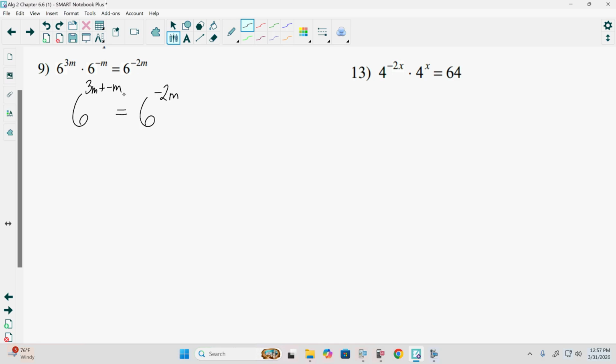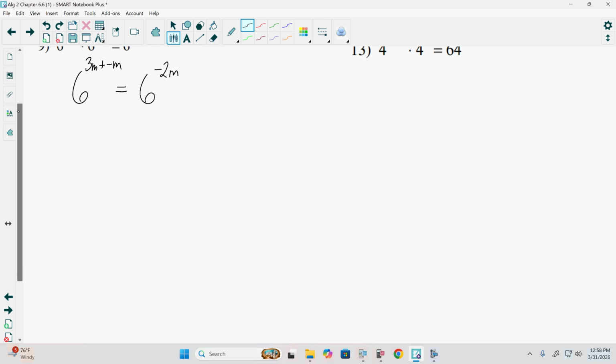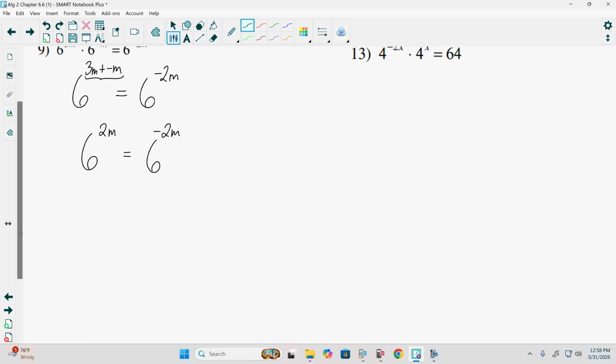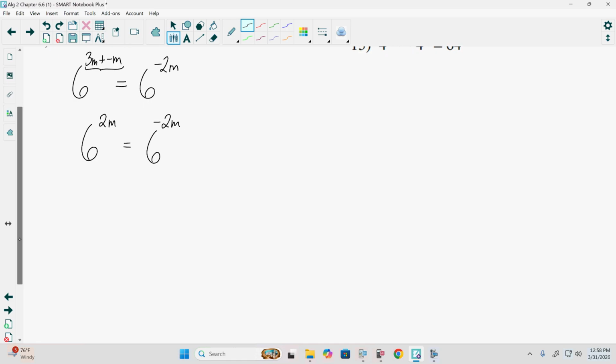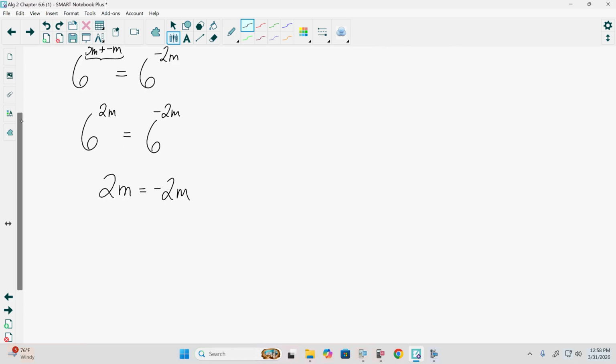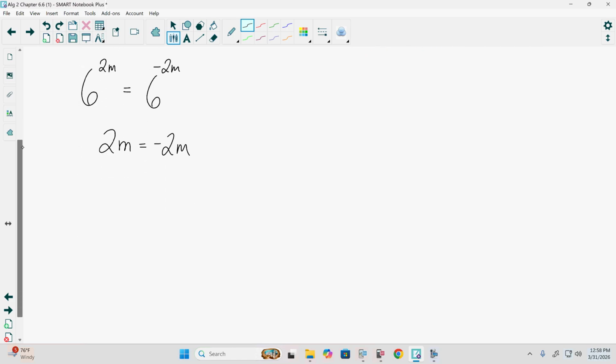We need it simplified down. So if we were to apply log base 6 to both sides, we're applying it to one term, not 2. But just like we said before, we can set these equal to each other. But before we do that, it might be nice to simplify that exponent. 3m plus negative m is 2m. So we're saying 6 to the 2m is equal to 6 to the negative 2m. Since the bases are the same, the exponents are going to have to be the same as well.